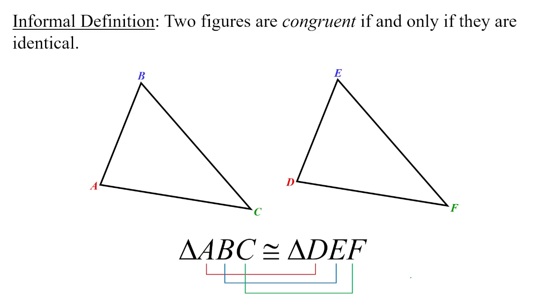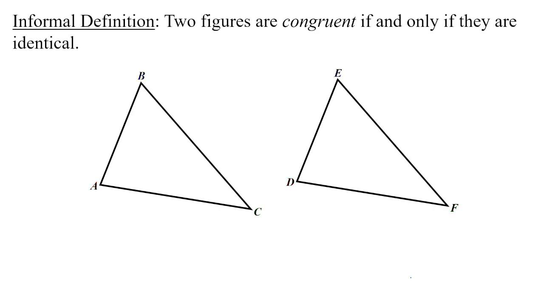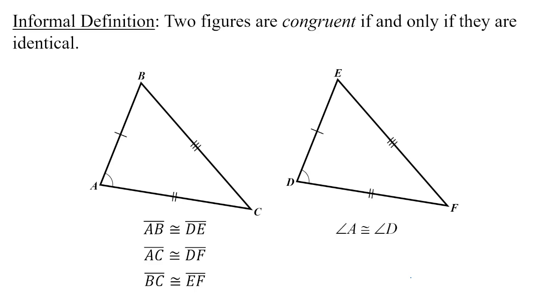Now, I mentioned that these two triangles are identical. And when you think of identical twins, you're thinking that their corresponding body parts are the same. So when we're looking at two identical triangles, segment AB is congruent to segment DE, segment AC is congruent to segment DF, segment BC is congruent to segment EF, so the corresponding sides are congruent. But then, so are the corresponding angles. So angle A is congruent to angle D, angle B is congruent to angle E, and angle C is congruent to angle F.